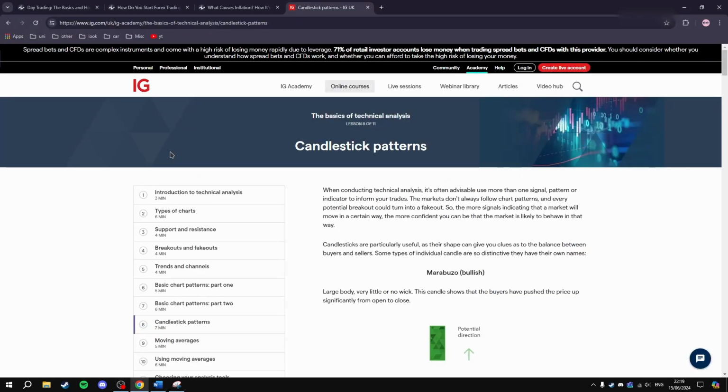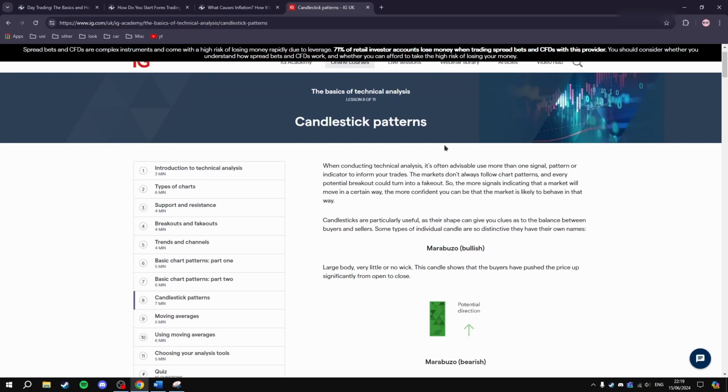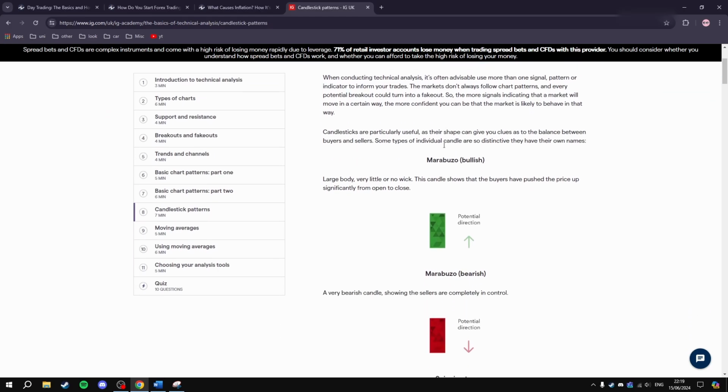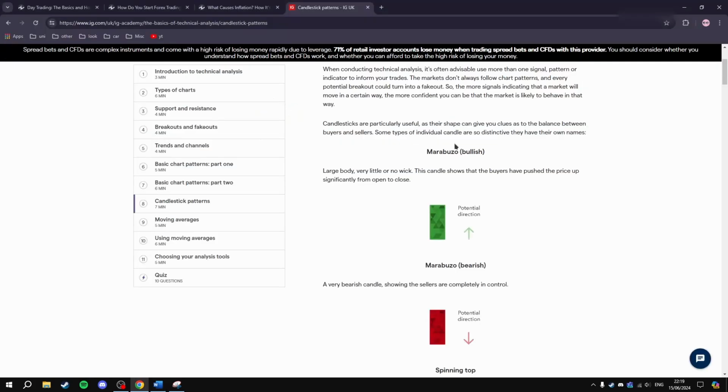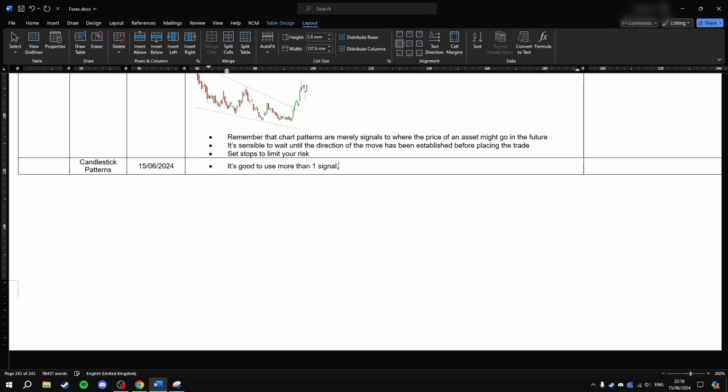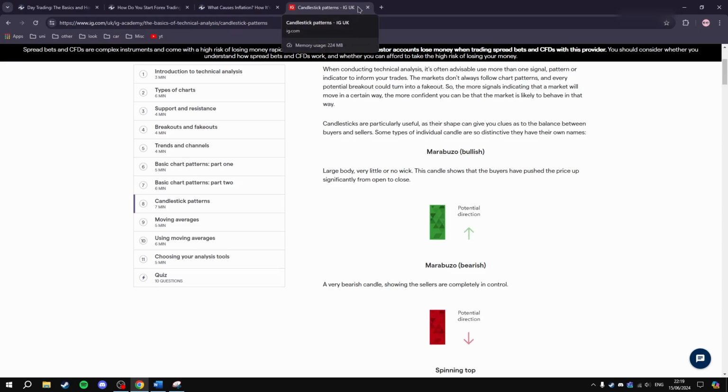When conducting technical analysis, it's often advisable to use more than one signal, pattern, or indicator to inform your trades. The market doesn't always follow chart patterns, and every potential breakout could turn into a fake out. So the more signals indicating that a market will move in a certain way, the more confident you can be that the market is likely to behave in that way.